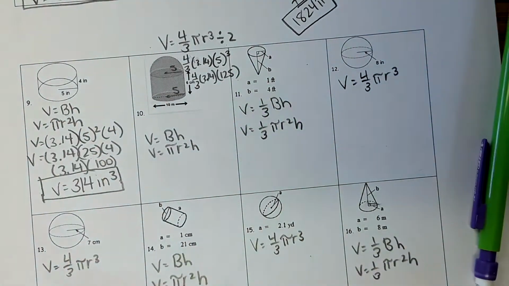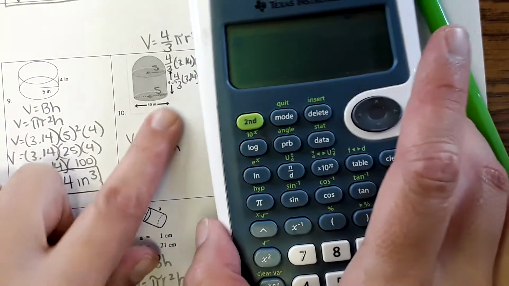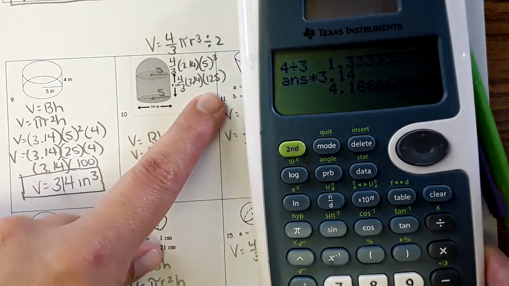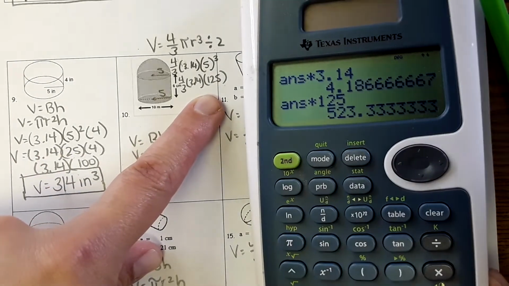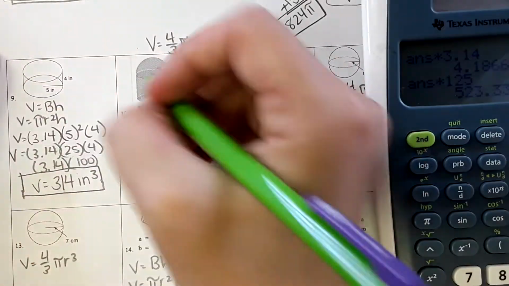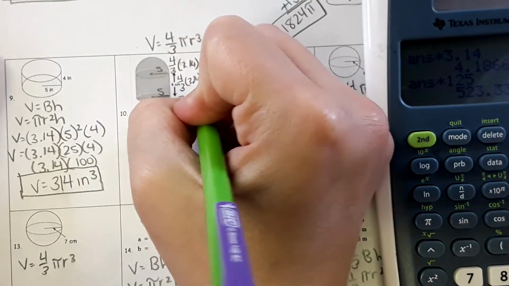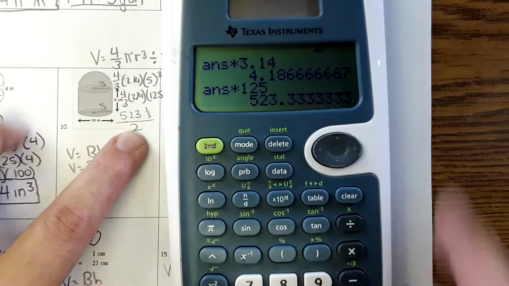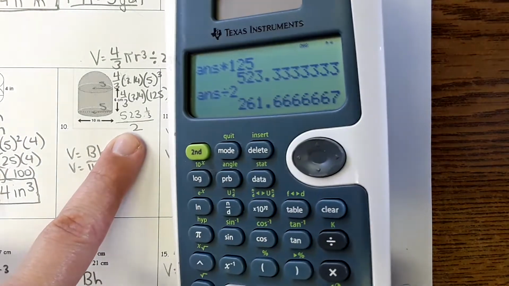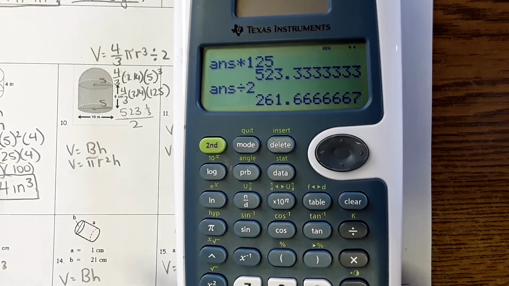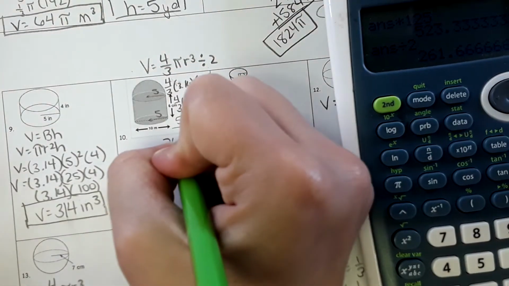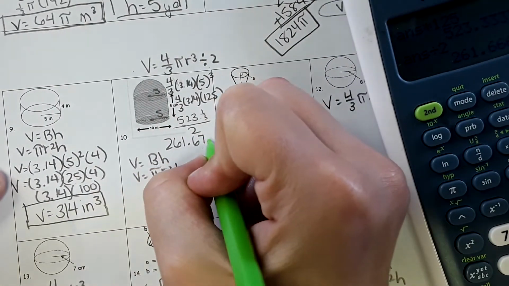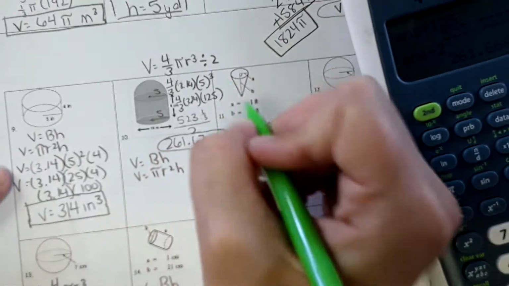Once you get here, you can plug numbers in the calculator. So 4 divided by 3 times 3.14 times 125. I get this number, 523 and 1/3. And then I need to divide that by 2 to get half of a sphere. So divide by 2. And I get 261.6 repeating. Just round to 0.67, but that would be 2/3 if it was in fraction format. So that's half of my sphere.